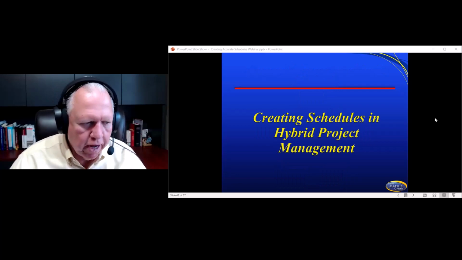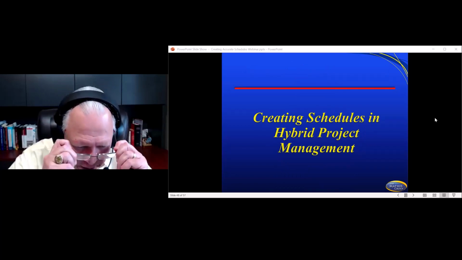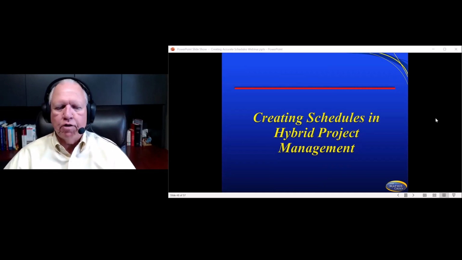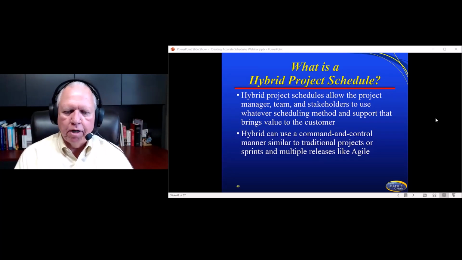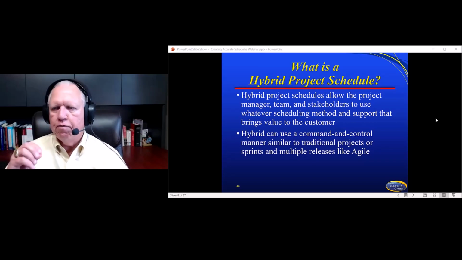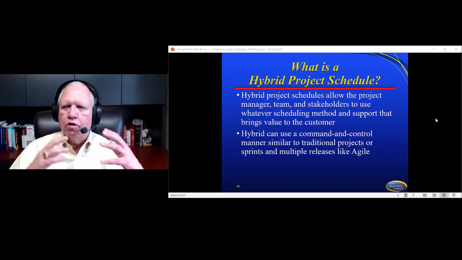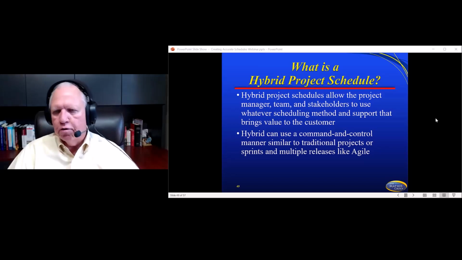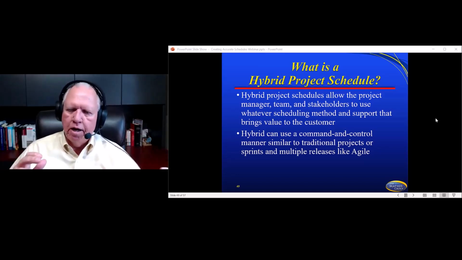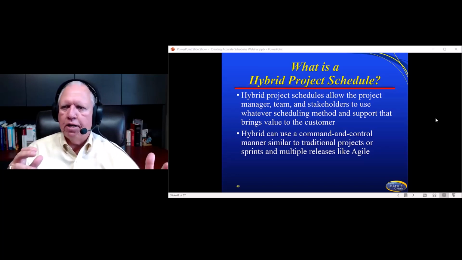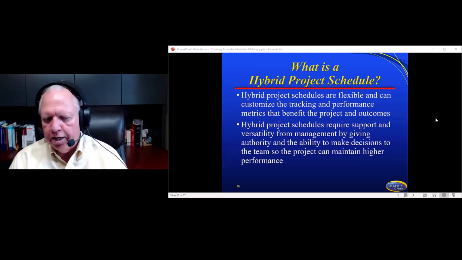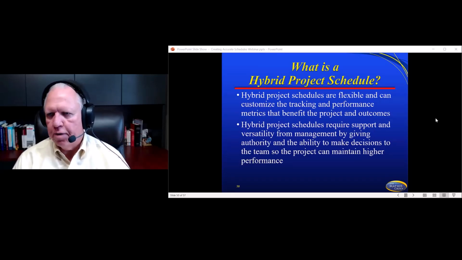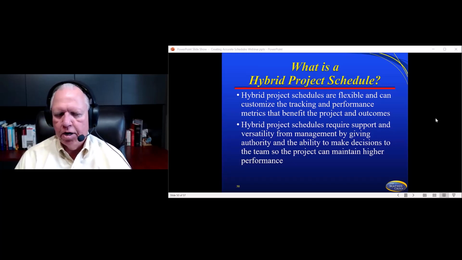Now, let me hit the last handful of slides here very quickly. We don't have but a few more here, and then we'll pull this together for you. So creating schedules in hybrid. Hybrid is going to use a variety of both of these. Hybrid project schedules allow the project manager, the team, and the stakeholders to use whatever scheduling method is going to benefit them, because what they're trying to determine is which one is going to work for this project. You can use command and control for some of it. You could use some of the agile estimating techniques for the other part of it. You could use any of those that you choose. In hybrid, it is more flexible, and it allows you to customize any kind of tracking of the performance that you want.